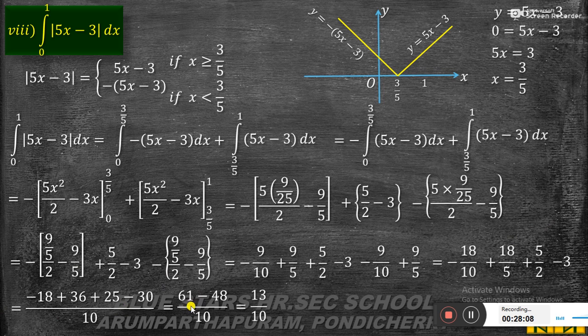So every positive number I added, that means 36 plus 25. So 30 plus 20 is 50, 6 plus 5 is 11. So 50 plus 11 is 61. Minus again, minus 18 plus minus 30, we add the negative numbers, so minus 48. So we subtract this 48 from the 61: 61 minus 48 is 13/10. This is the answer for our given integral.